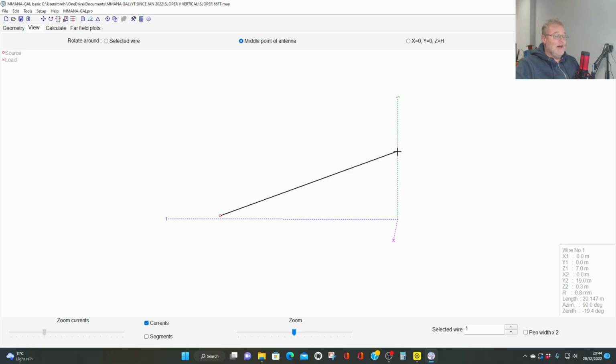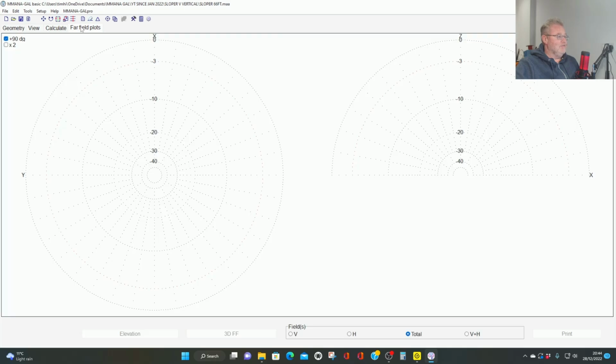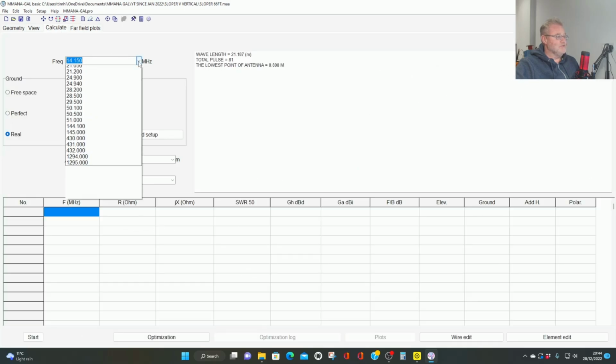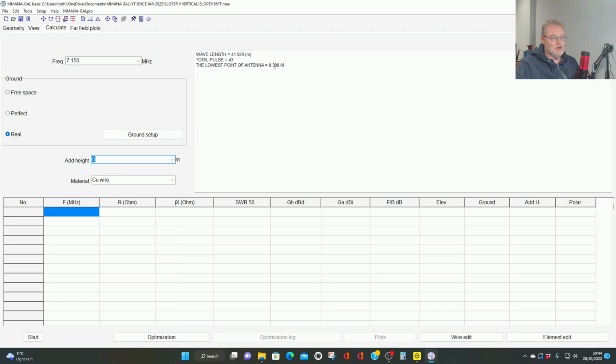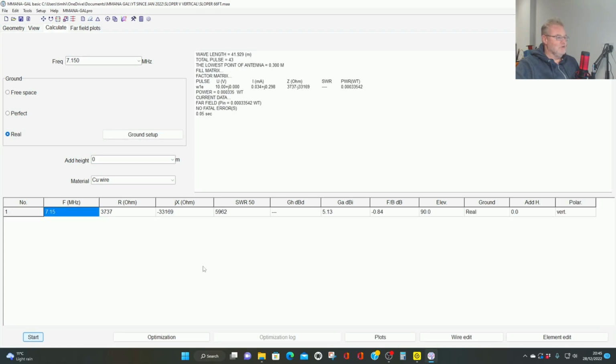Okay. Now, let's have a look then at the far field. So I've got to calculate first of all. We go to 7.15. I just change that to zero to make sure at the top here that we've only got the lowest point at 30 centimeters off the ground, which is about a foot. And we'll press start. Now don't worry about the SWR. MMANA doesn't like any end fed half wave that isn't fed on the ground. I wouldn't worry about it. So there we are, 5962. Let's not worry about that for a minute. But what we are interested in is the far field plot.